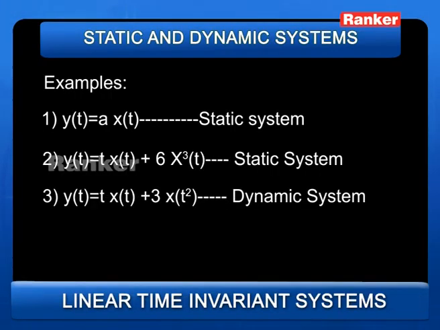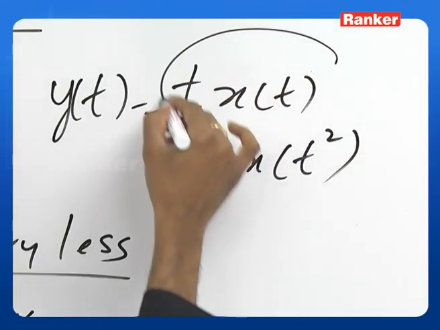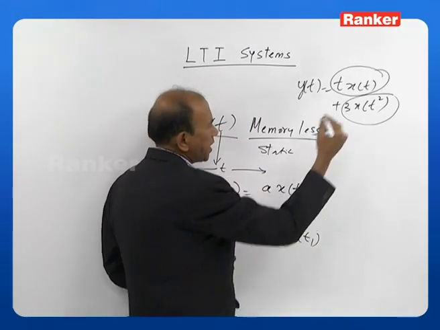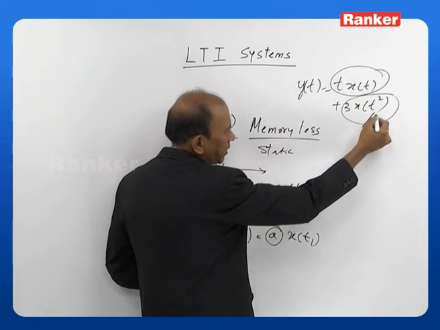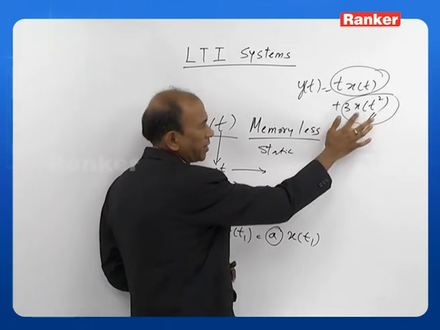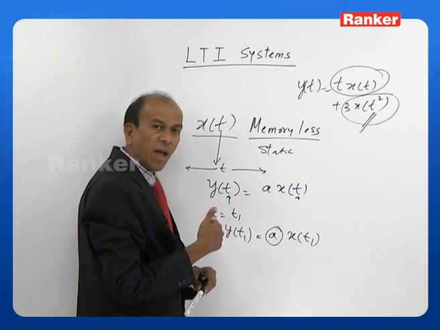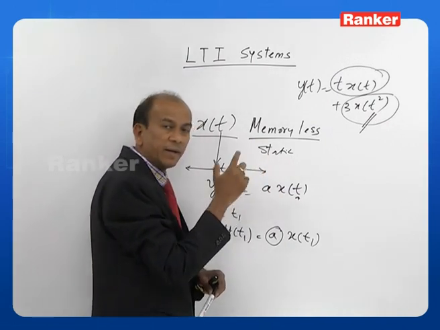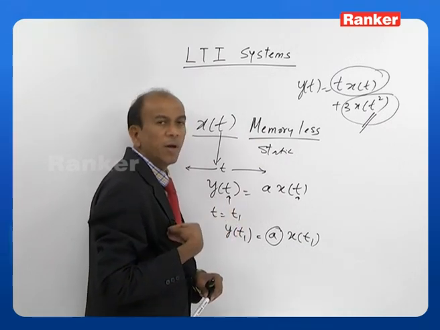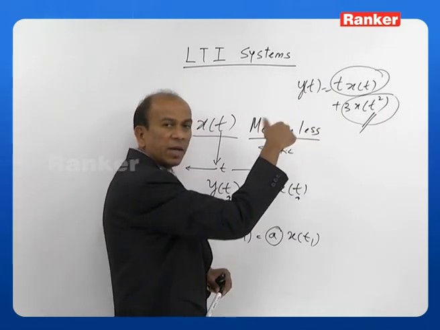If you look at the third one, it is something like this: y of t is equal to t x of t plus 3x of t square. Now if you look at this system, there are two parts in this. This is the one part, plus the other part is this. So the total is y of t. When you look at this type of system, you see here t square. That means if t is equal to, let us say, 2 seconds, then this particular part of the equation gives us the value of this component at t is equal to 4. That means we are going beyond the present time, which is t is equal to 2. So that is why this is called a dynamic system.